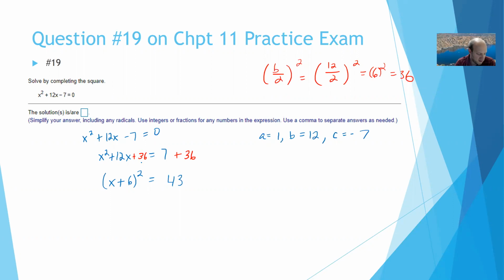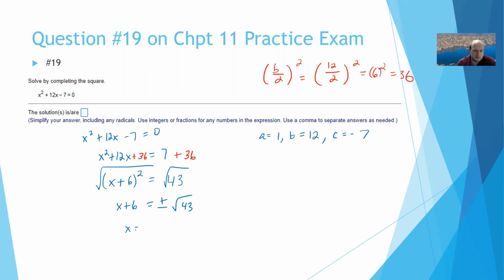And now I'm going to basically take the square root of both sides. So I'm still solving for x. So let's go ahead and square root. So if I square root this guy and I square root this guy, I need a plus or minus here. So I have x plus 6, right? The squared goes away because squaring a square root just gives us the inside expression, so x plus 6. And then when I square root 43, I do have to plus or minus it.